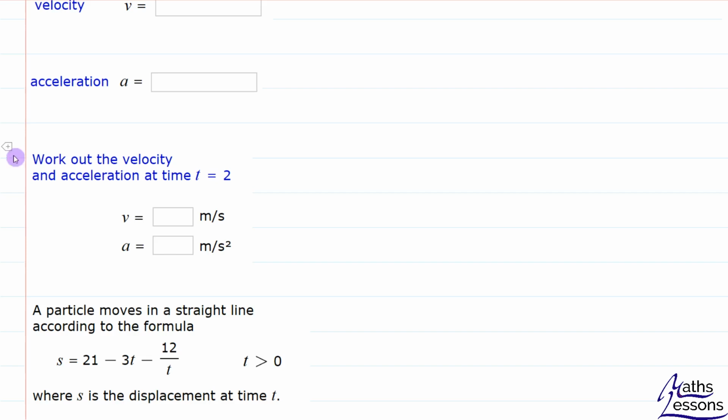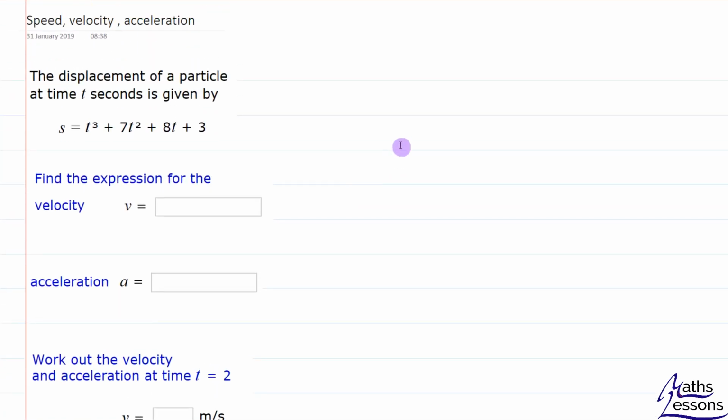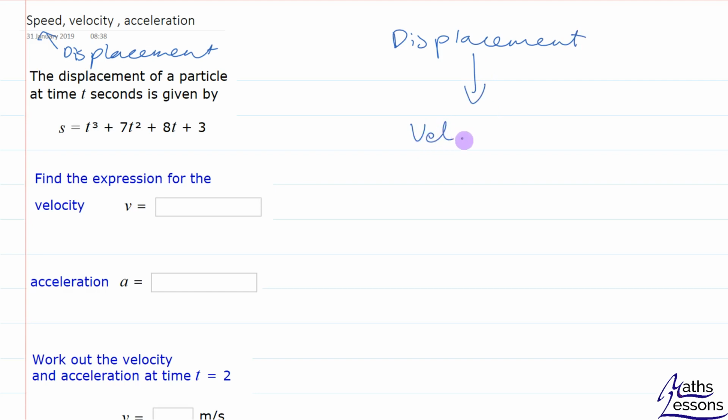Now the second type of these problems is displacement, velocity and acceleration problems. Sorry, I said distance, but that should have been displacement. Displacement is better because it tells you how far you are from a point, as opposed to the distance you travelled. To go from displacement to velocity, you differentiate.